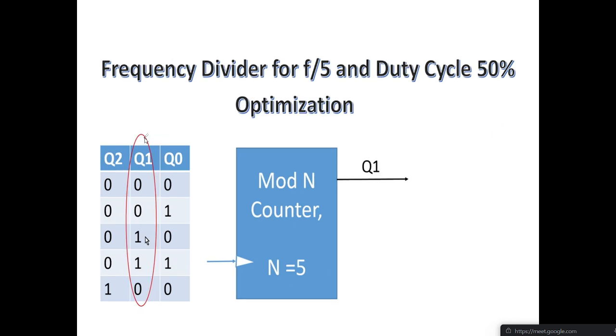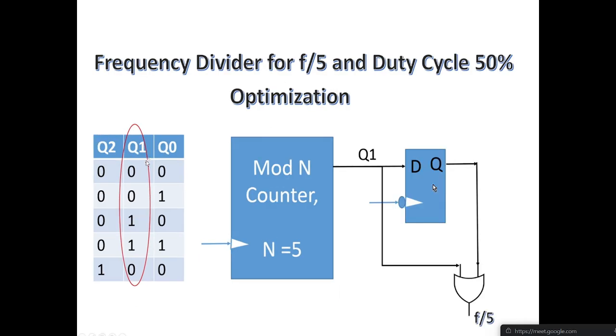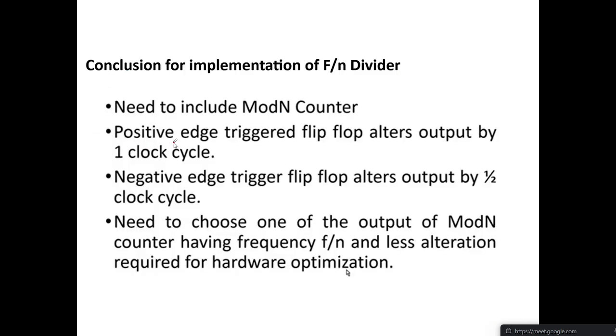So we need to do the optimization. In order to take Q2, we need to take Q1. If we are taking Q1, you need to use only one negative edge trigger D flip flop. Did you understand how to optimize the circuit? Is it fine? Understood. So what is the conclusion?